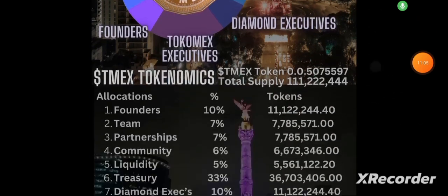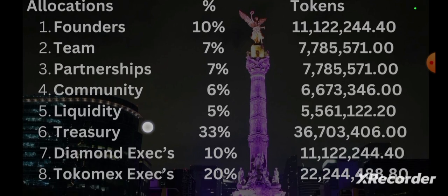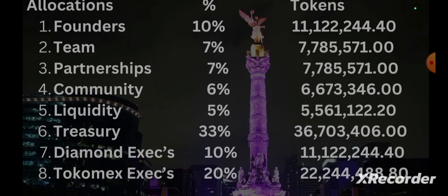So real fast, before we jump into it, let's look at the allocations. This gives you an idea of how we distribute the TMEX token. Eventually there are people involved in most of these sections, maybe not the treasury, that's for the future. We'll have more details on how that will be distributed over time till we're down to less than 10% in our treasury. Besides that, over time, these people will be the first to get the TMEX token. They'll eventually take it to exchanges, and then the public will be able to start buying it.